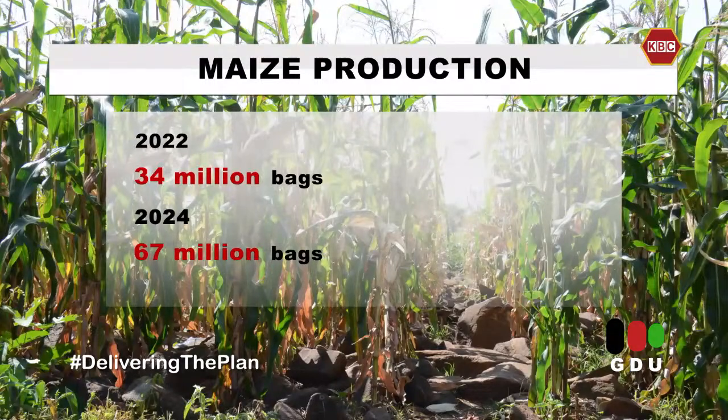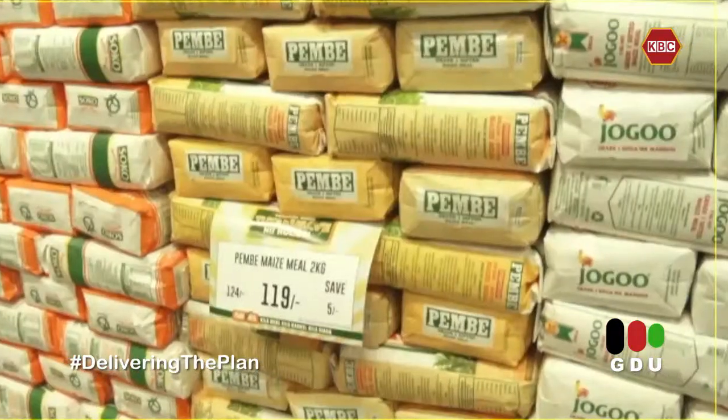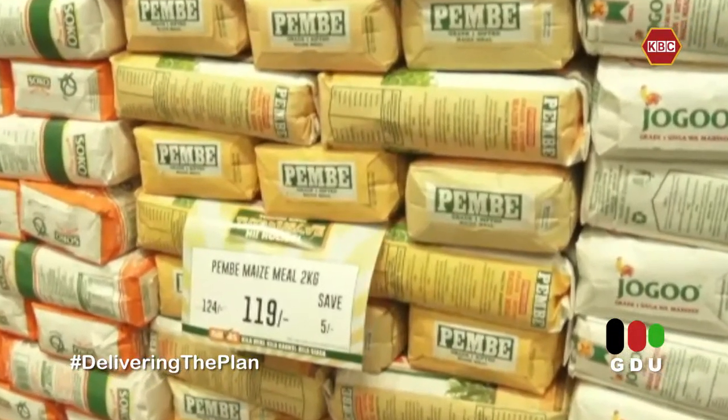From the time this administration took over, the production of maize was 34 million bags, 90 kilogram bags. As we talk now, it has moved to 67 million bags. And we are looking at over 80 million bags going forward. That alone means that if we stop importation of maize, the price of a 2 kilogram bag was around 230, but now we are talking about an average of less than 130.